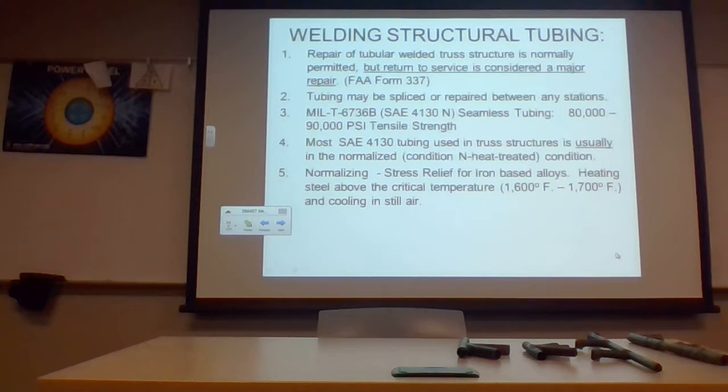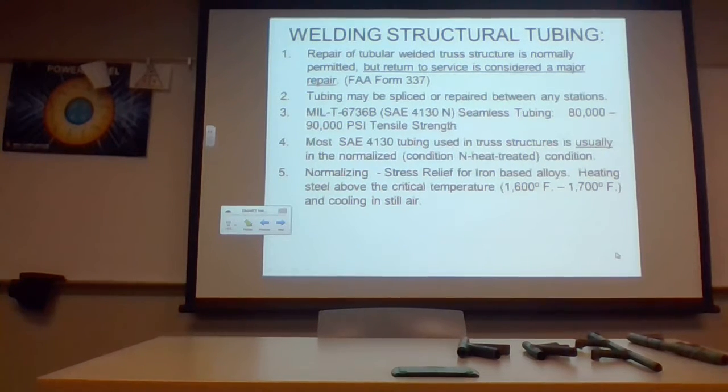For 4130 normalized tubing, the tensile strength is relatively strong. It's usually 80,000 to 90,000 psi tensile, and most of it is going to be in the normalized condition, which means stress relieved. To stress relieve, what they do is they heat the tubing, or the material, up and allow it to cool in still air. And what that does is it removes all of the manufacturing stresses from the tubing.